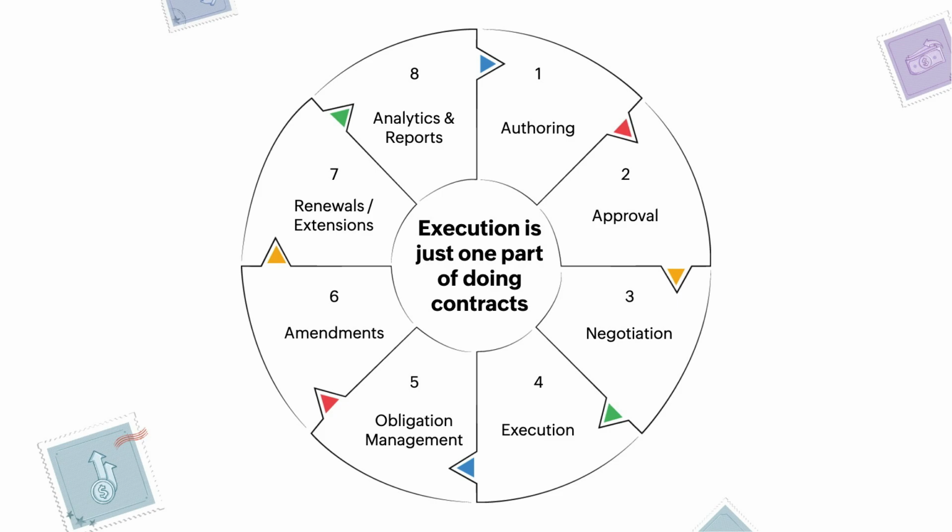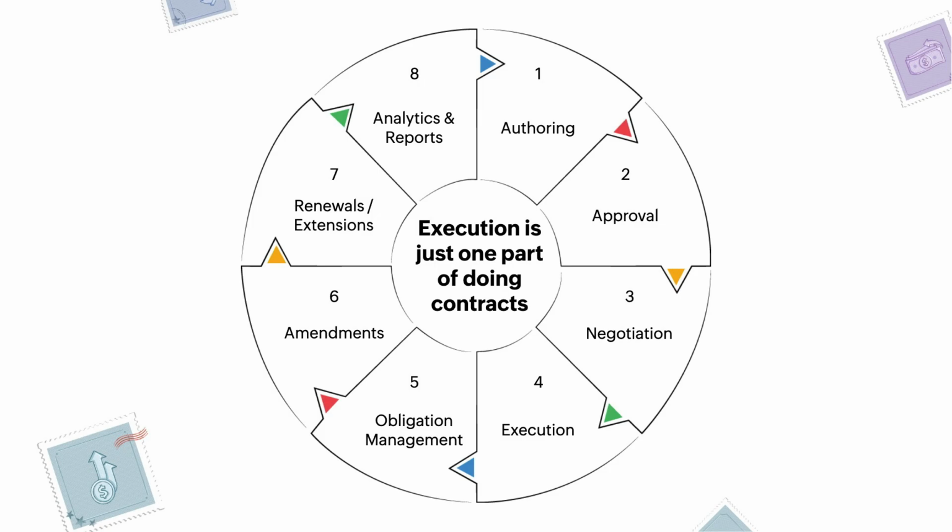But when a business grows and it has multiple departments, different functions, and 100-page contracts going in at scale, you start to realize that execution is just one part of doing contracts, and there are about 7 or 8 other stages associated with getting paperwork done. There's contract authoring, approvals, negotiations, and then execution, which I just showed you using Zoho Sign. And then there's post-execution: obligation management, risk mitigation, amendments, renewals, and so on.